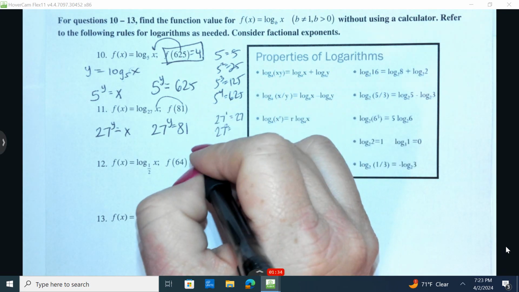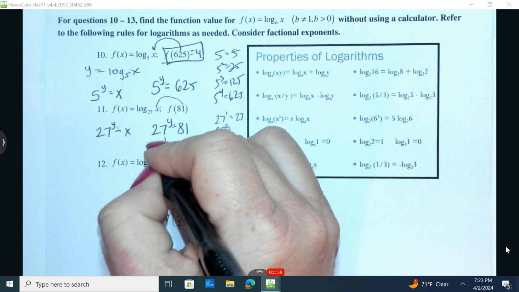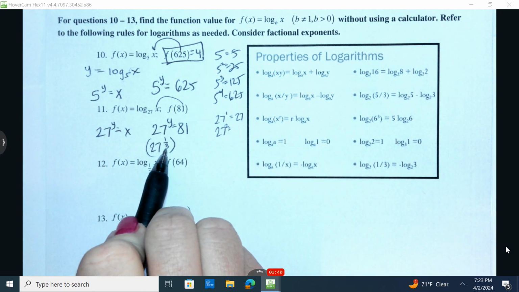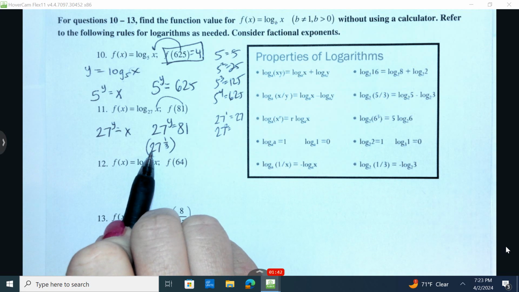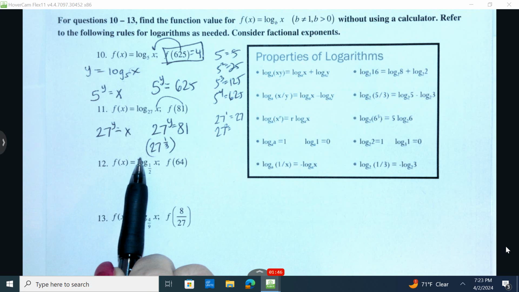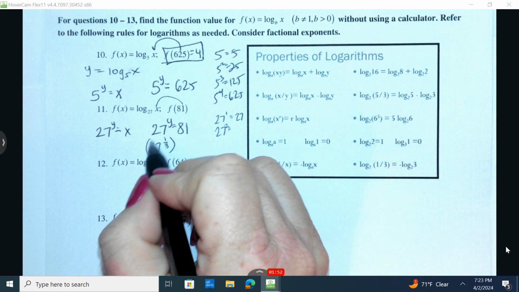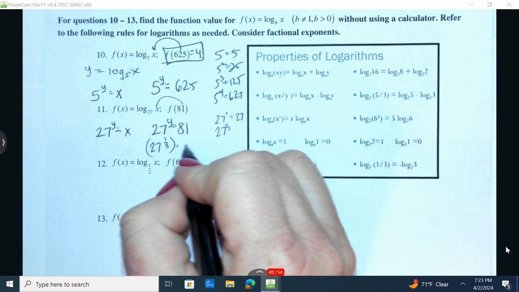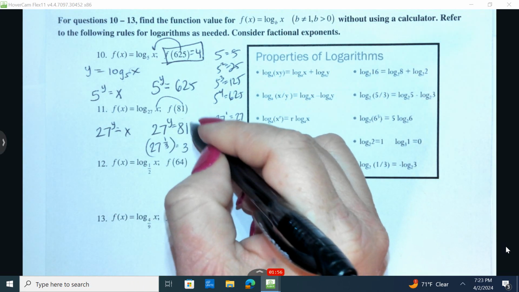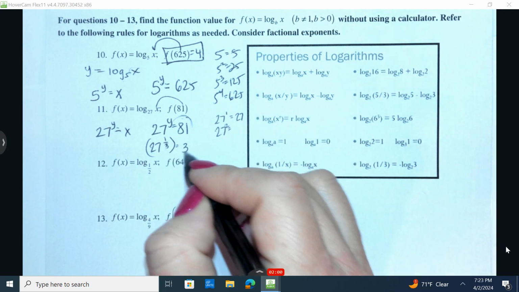Well, I know that if I take 27 and I raise it to the 1/3 power, that means what times itself three times equals 27. So for those that need a little reminder, 1 times 1 times 1 is 1, 2 times 2 times 2 is 8, 3 times 3 is 9, 9 times 3 is 27. So this would equal 3. And I still need to get to 81. So I know that right now if I raise it to the 1/3 power, I'm at 3.